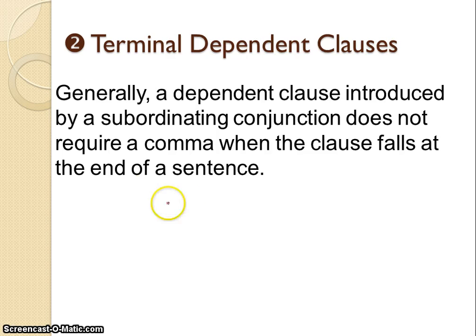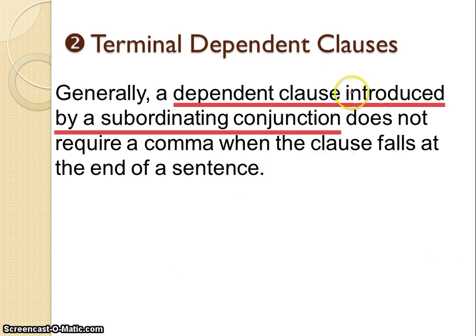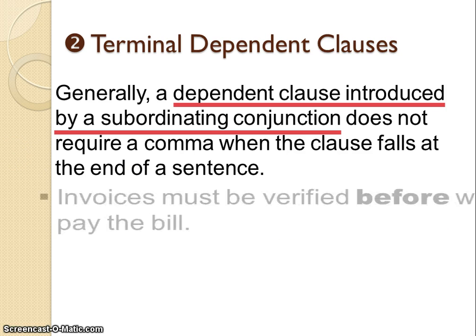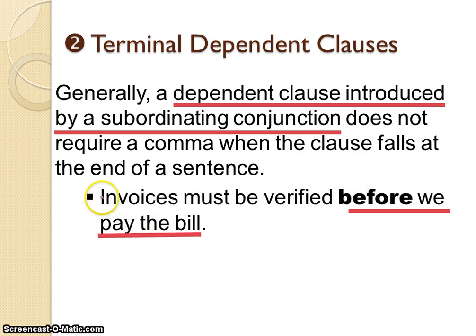When it falls at the end of a sentence, it doesn't need a comma. The dependent clause introduced by a subordinating conjunction does not require a comma when it falls at the end of a sentence. Okay, so here we have invoices must be verified. Well, this is an independent clause. I could put a period here and have a sentence.